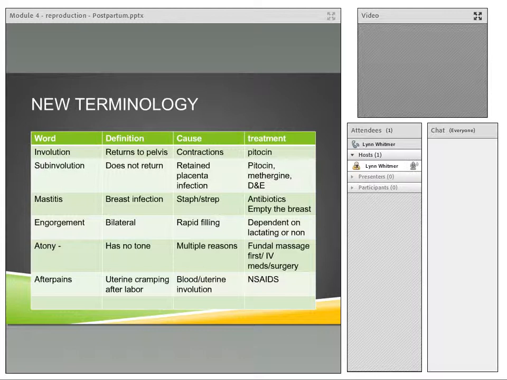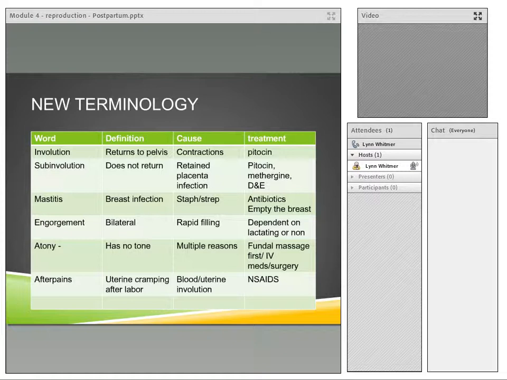So keep that in mind, that physiologically this mom has not changed. So let's just review some of the new terminology that you've received from this presentation. Involution, we want the uterus to return to the pelvis. It does it by contracting, and sometimes we have to give her Pitocin to make sure that the contractions are consistent and gets the uterus into proper position.